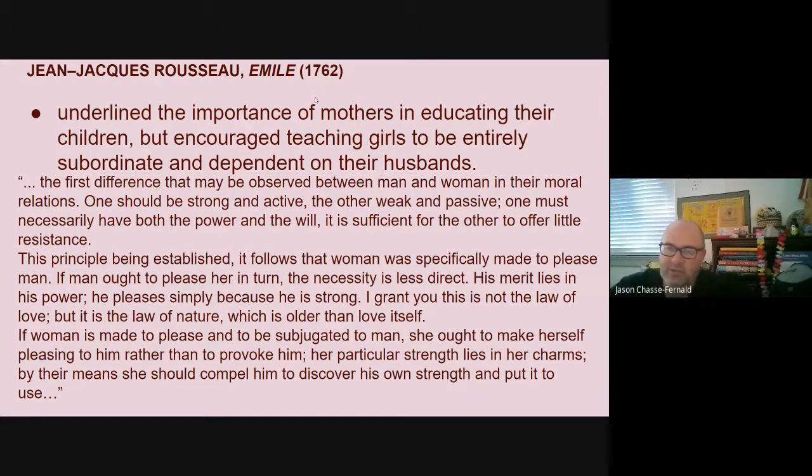This is the same year that The Social Contract was published by Jean-Jacques Rousseau. So what does he have to say? The first difference that may be observed between men and women in their moral relations: one should be strong and active, talking about men, the other weak and passive, referring to women. One must necessarily have both the power and the will. It is sufficient for the other, women, to offer little resistance.